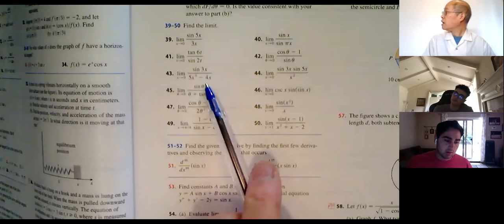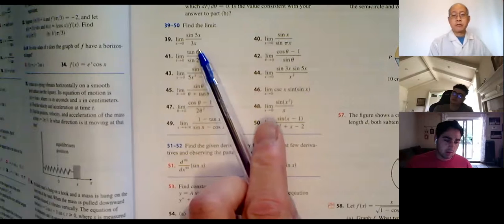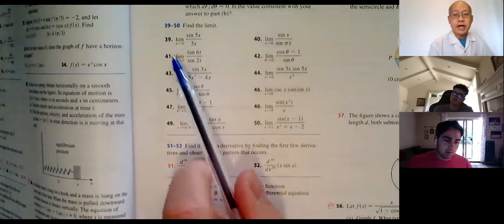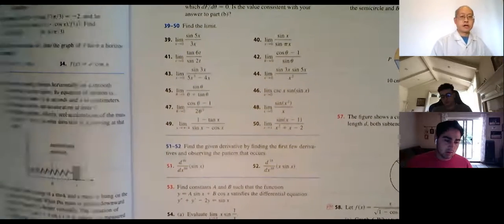Okay, and then after this, I was pretty much done afterwards, and then I'll let you ask questions if you have any, but if you don't, I'm basically finished. Okay, limit as x approaches 0 of sine 5x over 3x. Okay, so how do you do that?